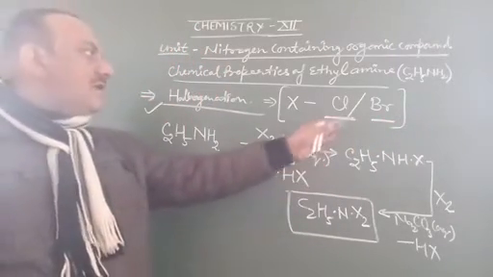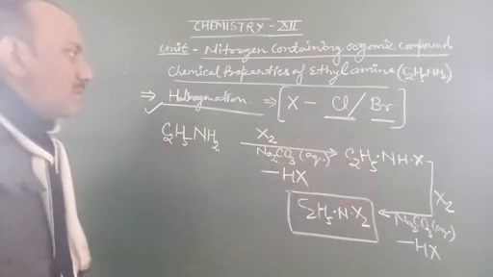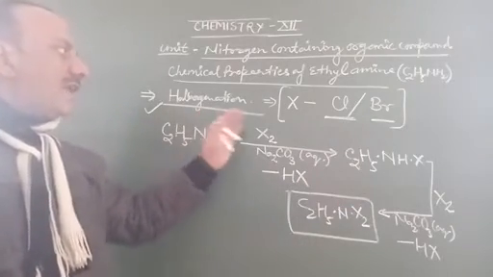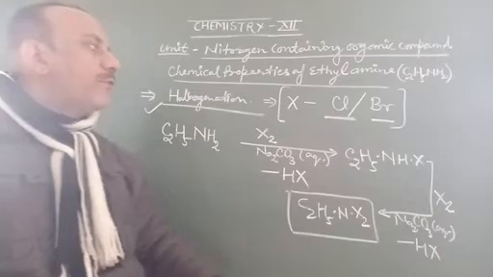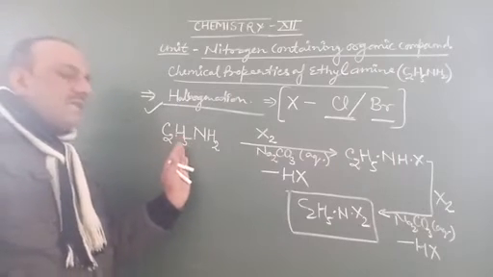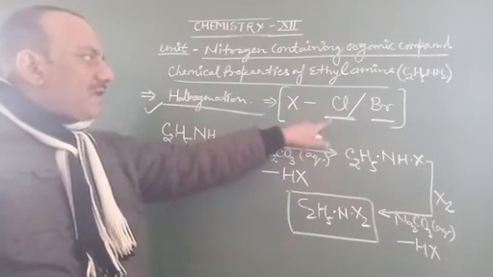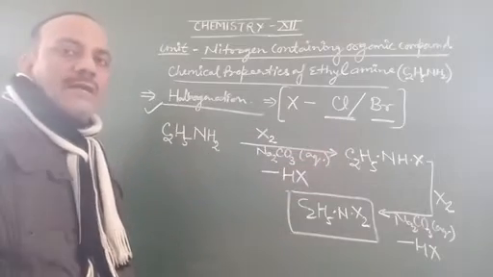Now we take the example of chlorine and bromine for the reaction of halogenation. If the reaction is completed with chlorine, then it is known as chlorination. And if the reaction is completed in the presence of bromine, then this reaction is known as bromination. So we first take the reaction of chlorine, then bromine.